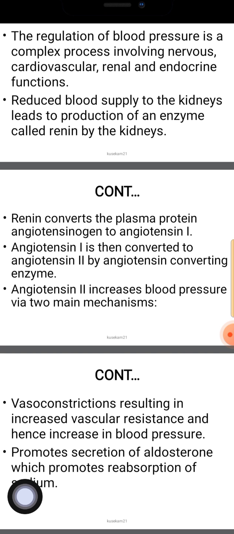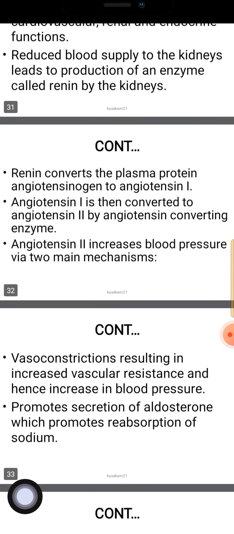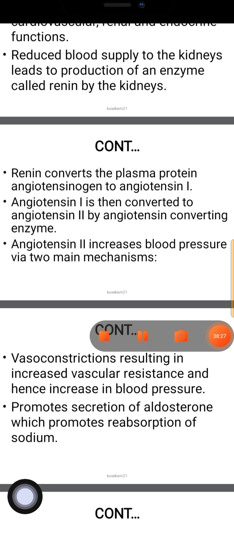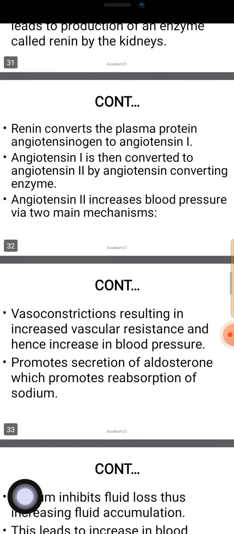So imagine now, if there is reduced blood supply to the kidneys, this can lead to production of an enzyme called renin by the kidney. Understand this: reduced blood supply to the kidneys leads to production of an enzyme called renin. So this renin will come out because there is low supply of blood to the kidneys. Now what will happen after renin is produced?